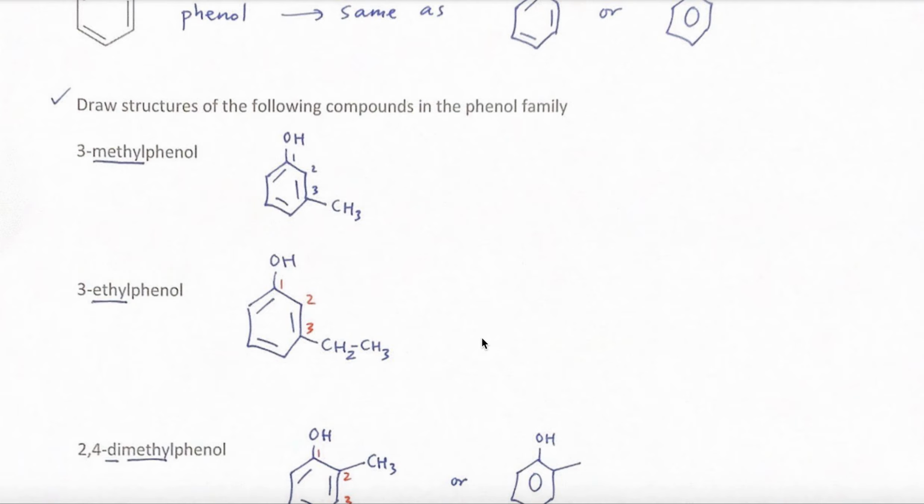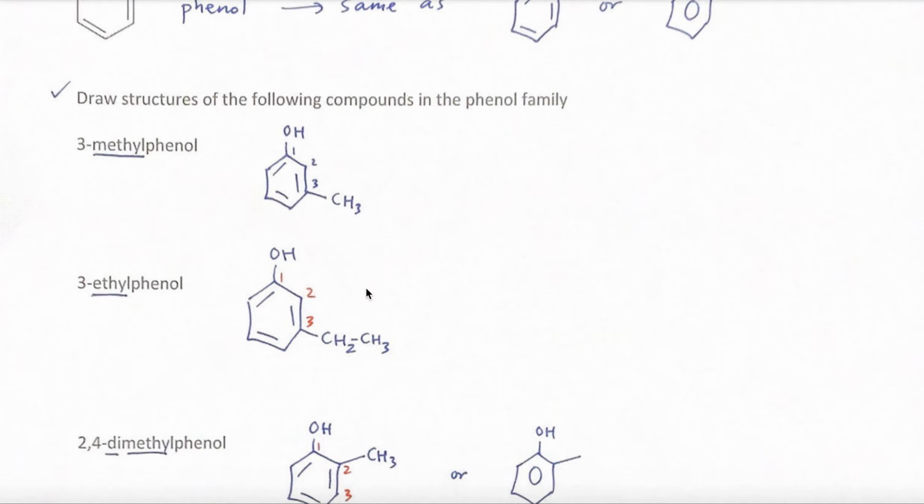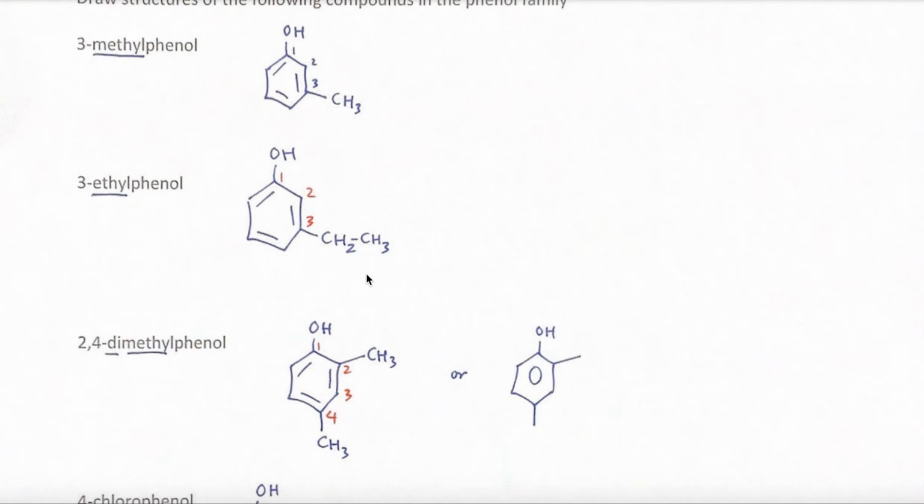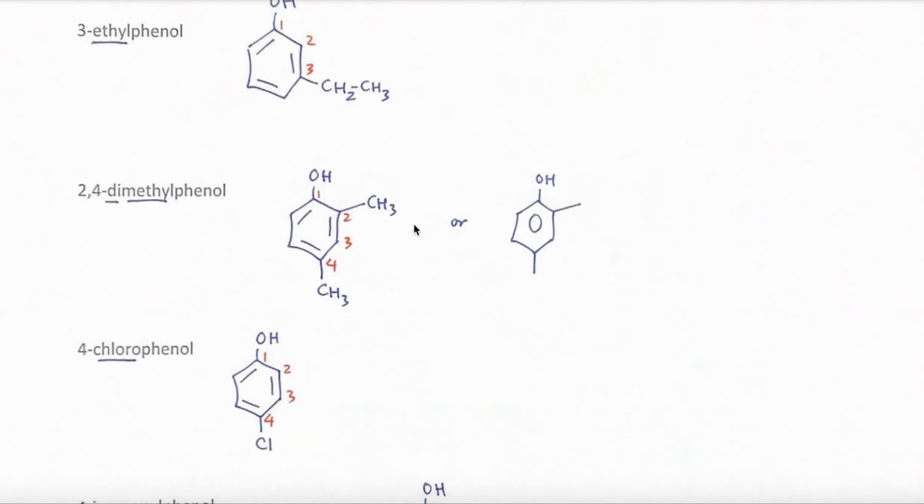All of these are from the phenol family. However, of course, they have different specific names. 1, 2, 3, so that's a 3-methylphenol. 1, 2, 3, 3-ethylphenol. We got 2 branches, that's 2, 4.